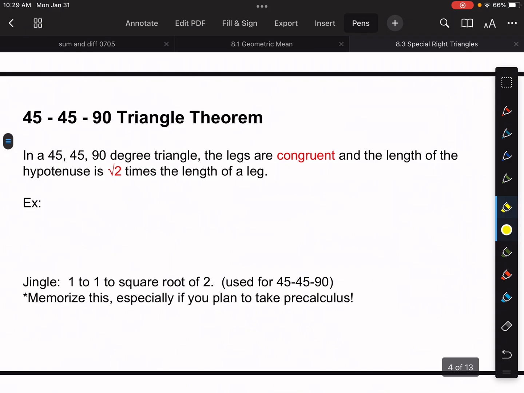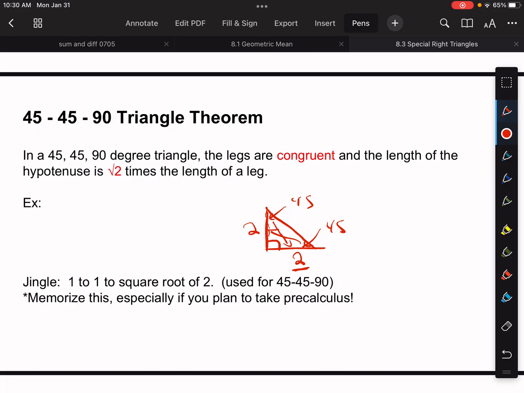Here's the first one. It's called the 45-45-90 triangle theorem. This one says that in a 45-45-90, the legs are congruent, and the length of the hypotenuse is the square root of 2 times the length of a leg. If you have a 90-degree angle here, and this happens to be 45 here, and this happens to be 45 here, since there's a relationship between the angles and the sides opposite, if the angles are the same, like they are here, then the sides opposite would be the same length. So if this was 2, for instance, this would be 2.